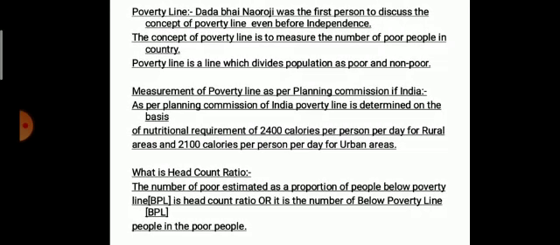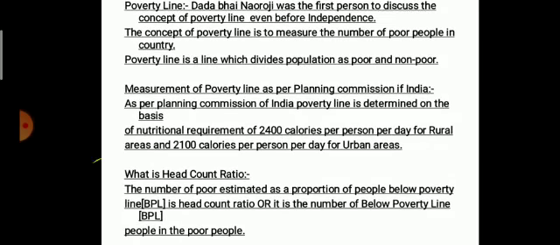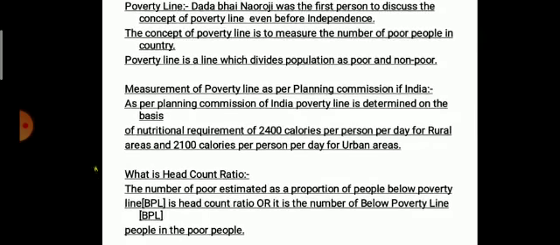Then the concept of poverty line, concept means the idea or the view. The concept of poverty line is to measure the number of poor in the country. We would like to know how many poor people are there in the country. Poverty line is a line which divides the population as poor and non-poor. We have seen that with the help of a diagram also.